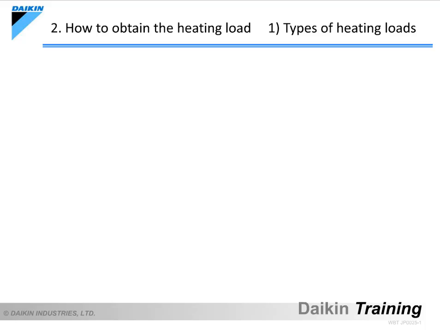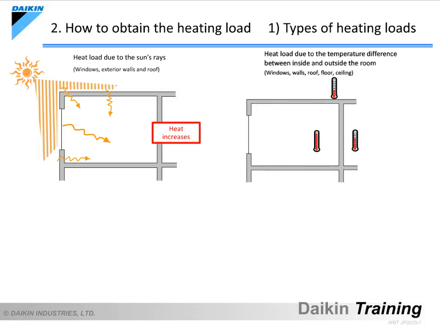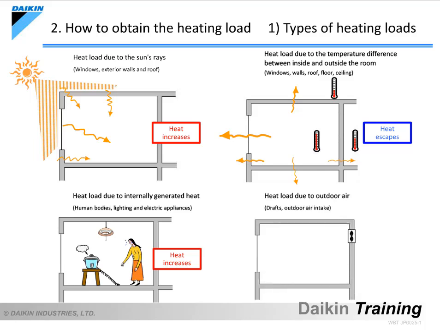In the same way as the cooling load, there are 4 types of heating loads. Heat enters the indoors through windows on the exterior walls, exterior walls, and the roof. Due to the difference in temperature between inside and outside the room, heat escapes through the windows, ceiling, floor, exterior walls, and interior walls. There is also heat internally generated from human bodies, lighting, and electric appliances. There are also drafts that enter, as well as air intentionally taken in from the outside for ventilation.